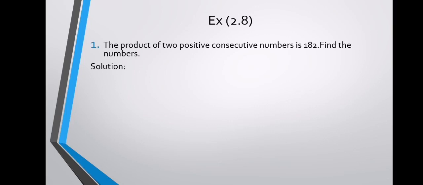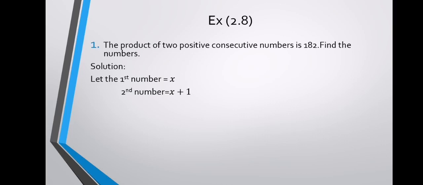Find the numbers. For this, we suppose that the first number is x and the second number is x plus 1. Since the word consecutive here represents that there is a difference of 1 between the two numbers, if the first number is x, the other should be x plus 1.